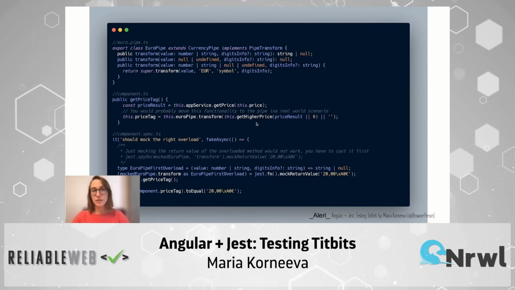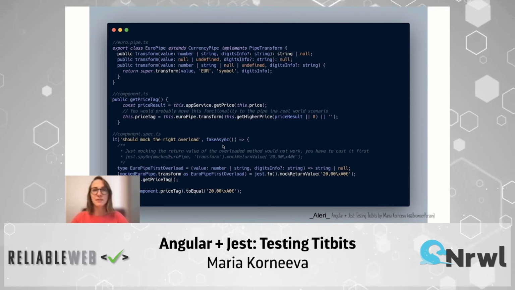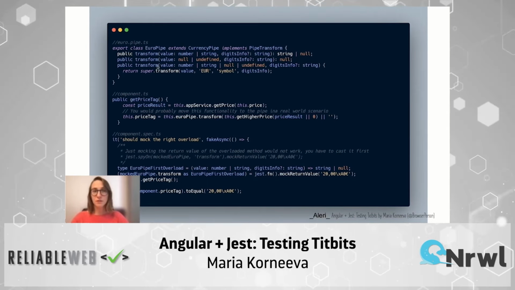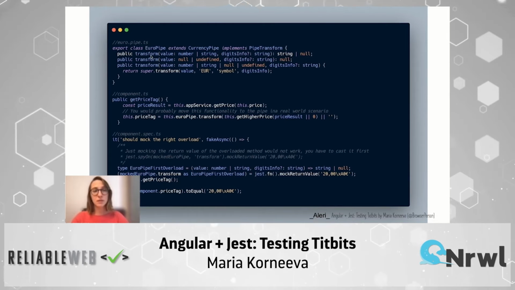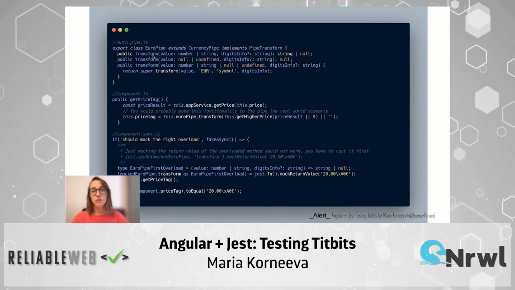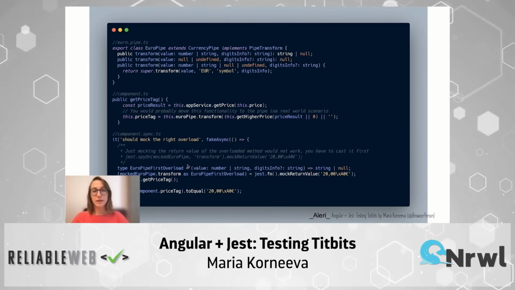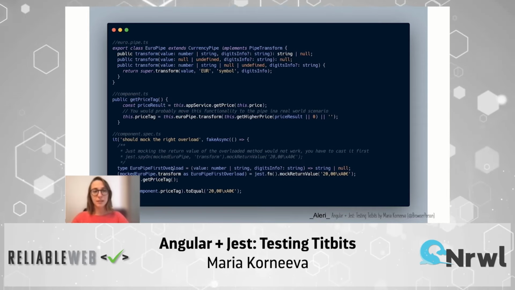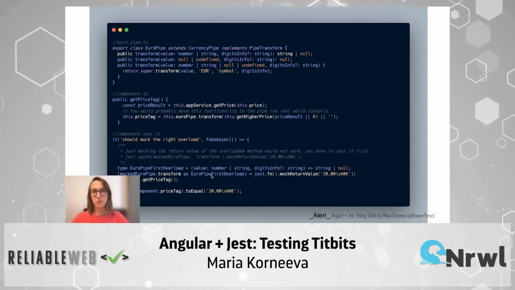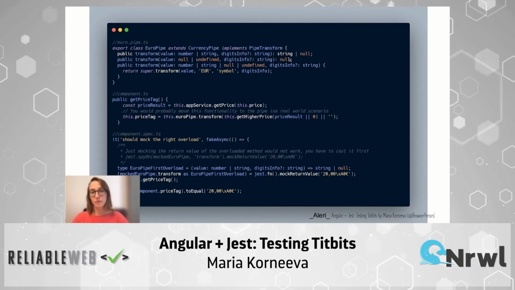We increase it and transform it with our pipe. So how do you test it? Usually you could mock the return value of your transform method. However, as you can see, this method is overloaded, so TypeScript doesn't know which declaration to take. So what you can do is specify a type of function and cast your transform as this type to help TypeScript identify which is the correct set of parameters and the return value.